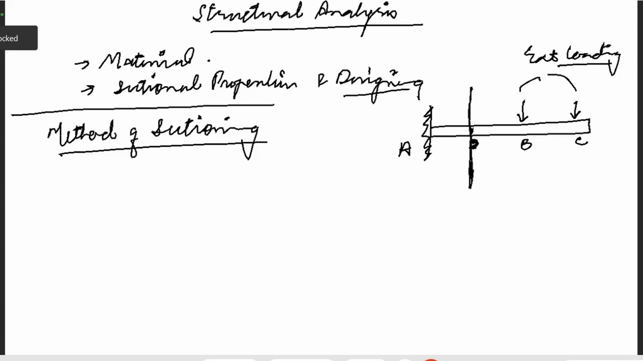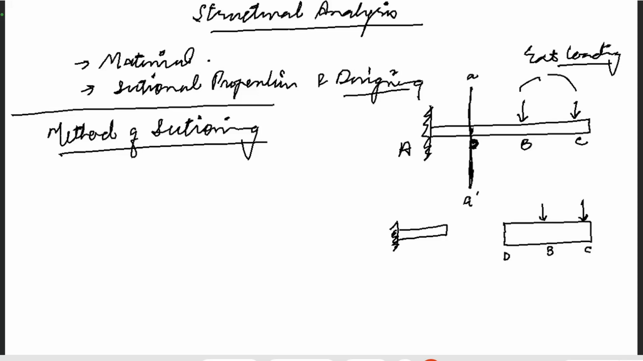So here, we have placed an imaginary line at the same point where we want to understand the internal loading, and then we separate the two segments. This is the fixed segment, and then we have another segment with two loadings. This is point D, this is B, this is C. Now we have considered a section at point D. Now that we have separated them, the internal loadings at D will become external.